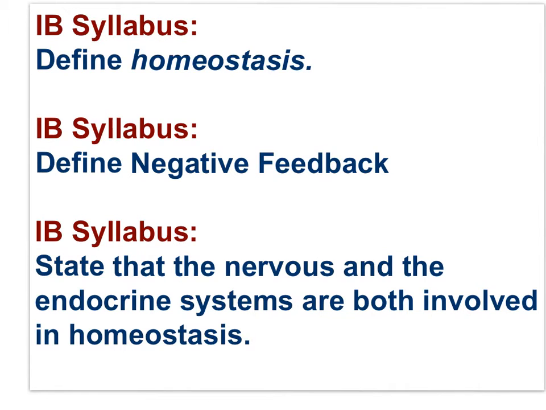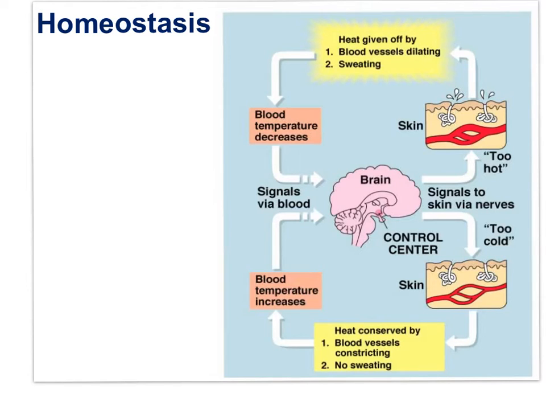Here are 3 IB syllabus statements that you should be able to handle. Define homeostasis, define negative feedback, and state that the nervous system and the endocrine system are both involved in homeostasis. Here's another example of homeostasis being maintained by negative feedback mechanisms. The example focuses on body temperature.